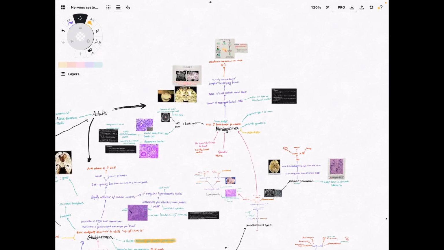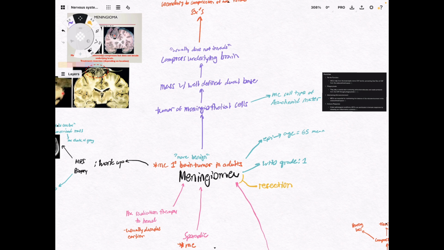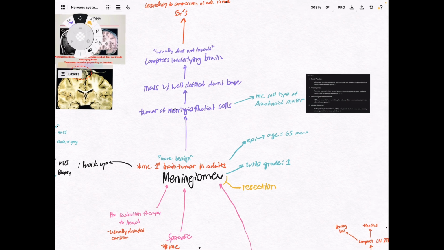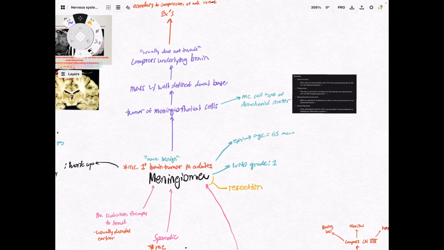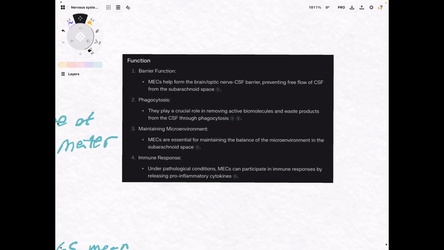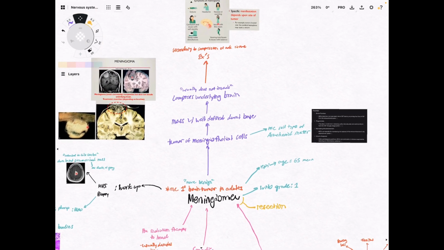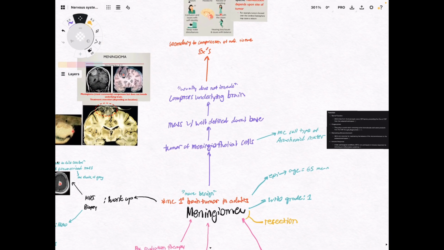So now let's go back to meningioma here. What a meningioma is, it's a tumor of meningothelial cells. Now, I bet you're wondering, what is a meningothelial cell even? What kind of cell even is that? Well, it's a cell that's associated with the arachnoid mater, and it's actually the most common cell type of the arachnoid mater. And what it actually does, you can pause the video and read this explanation that I got from AI, but that is exactly what a meningothelial cell actually does.